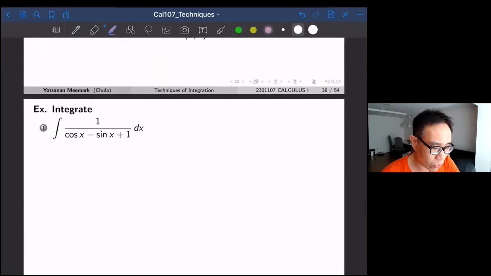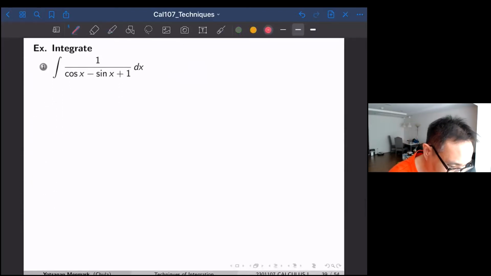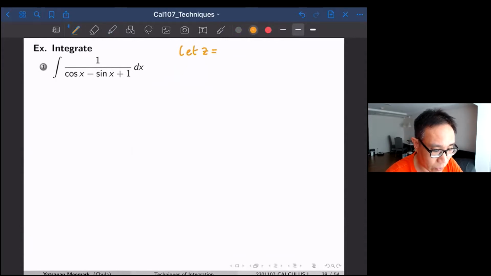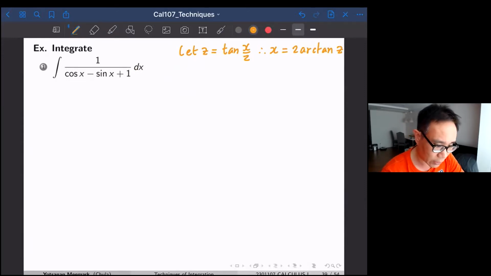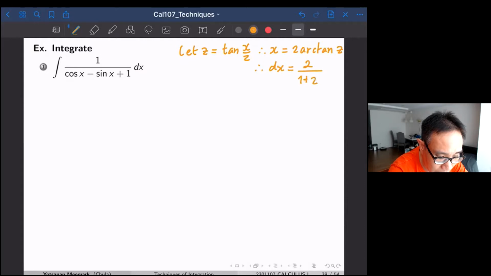I'm gonna show you how I memorize this. I let z equal to tan x over 2. Then you solve for x, so you get x equal to 2 arctan z. So this is the thing that you get first. And then you're gonna compute dx. It's gonna be 2 times 1 over 1 plus z squared dz. So you just differentiate both sides, basically, as I told you.